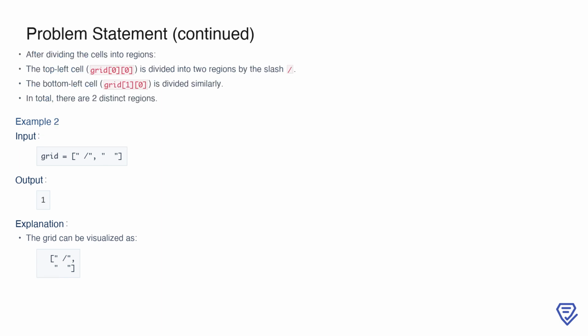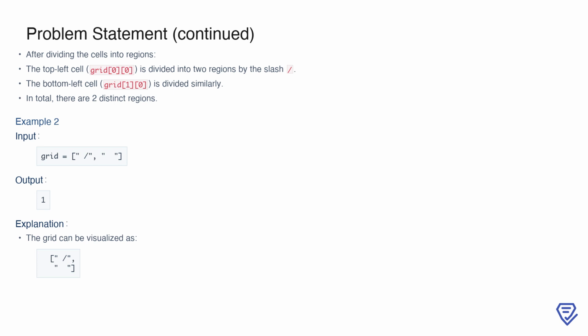After dividing the cells based on the slashes, you can see that the first cell in the top left is split into two regions by the forward slash. Similarly, the bottom left cell is also split into two regions. When we count all the connected regions of empty space across the grid, we find that there are exactly two distinct regions. Now, let's take a look at another example.